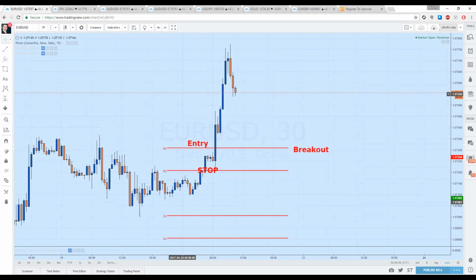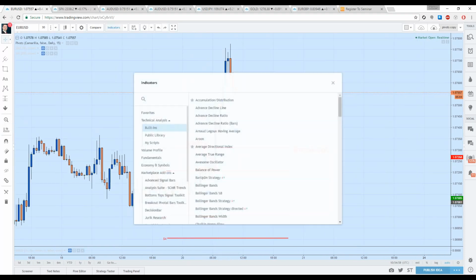Another method we can use quickly is the RSI indicator.